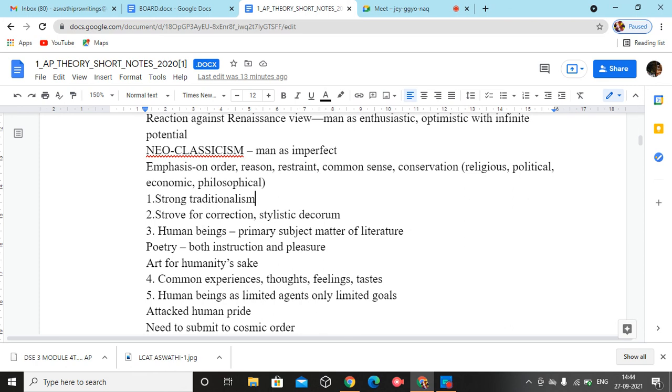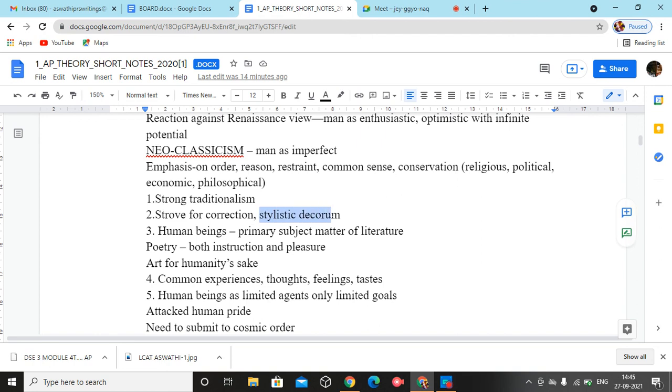Then the second point is about striving for correction. Strive, strove, striven. Striving for correction means you're striving for something, you wish for something. Correction. Everything should be correct.